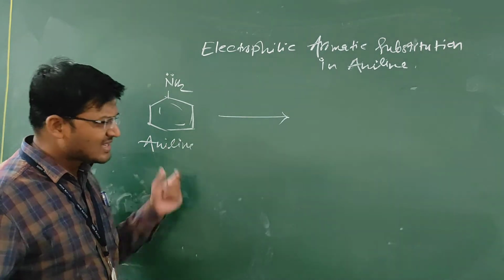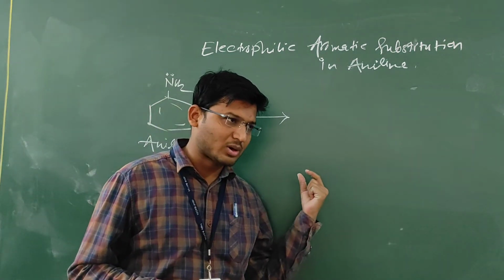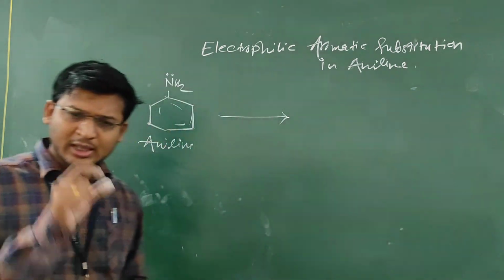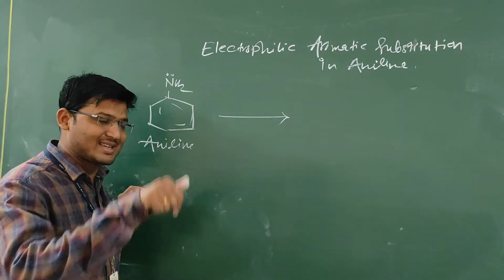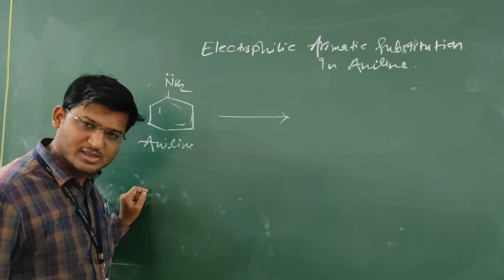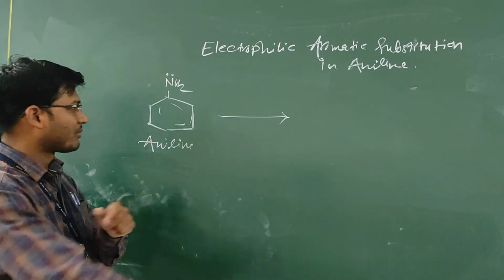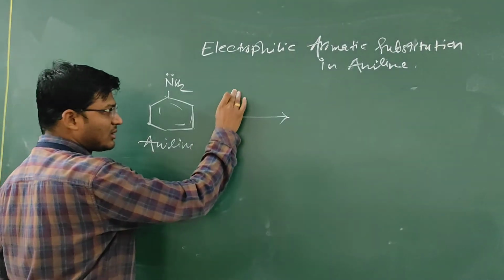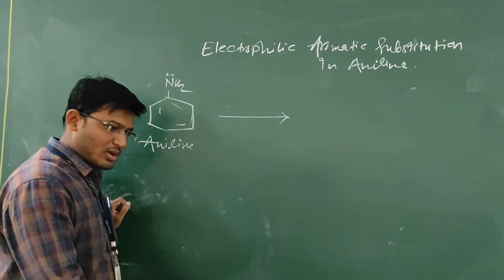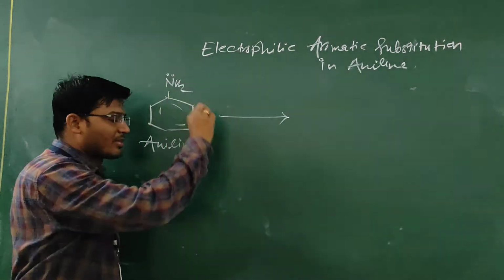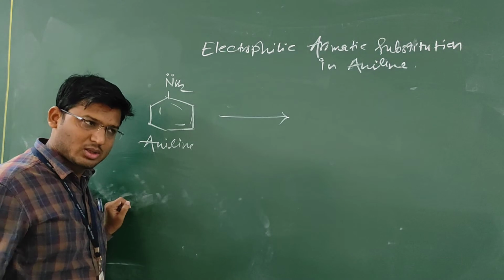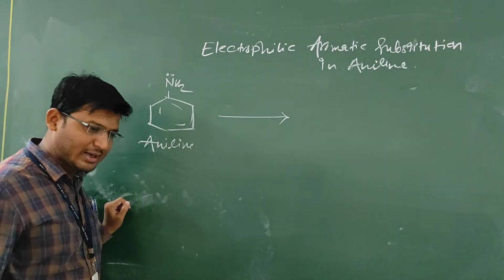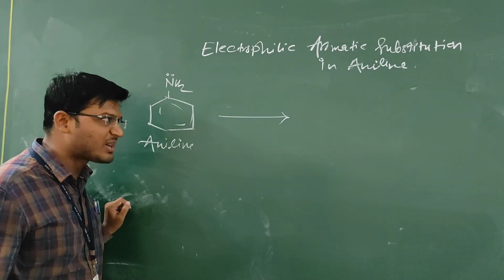But as the number of products formed increases, the synthetic utility of the reaction decreases. Therefore, the reaction loses its synthetic utility. That's nitration. Therefore, NH2 is an electron donating group. It activates the ring towards electrophilic aromatic substitution.